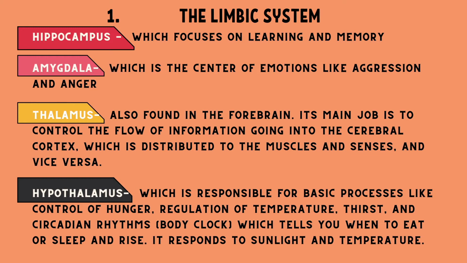Lastly is the hypothalamus, which is responsible for basic processes like control of hunger, regulation of temperature, thirst, and circadian rhythms or body clock, which tells you when to eat or sleep and rise. It responds to sunlight and temperature. The hypothalamus also plays a crucial role in releasing hormones and modulating the endocrine system or managing sexual behavior.